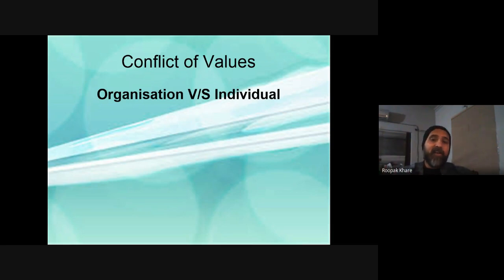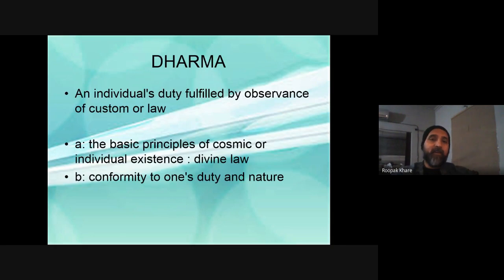Similarly, when your value system, your ethics do not match those of your company, it becomes a conflict of values, organization versus individual. Now, getting back to the term dharma, an individual's duty fulfilled by observance of custom or law is the dharma. Now, it changes. The basic principle of cosmic or individual existence and the conformity of one's duty and nature. How does it change?